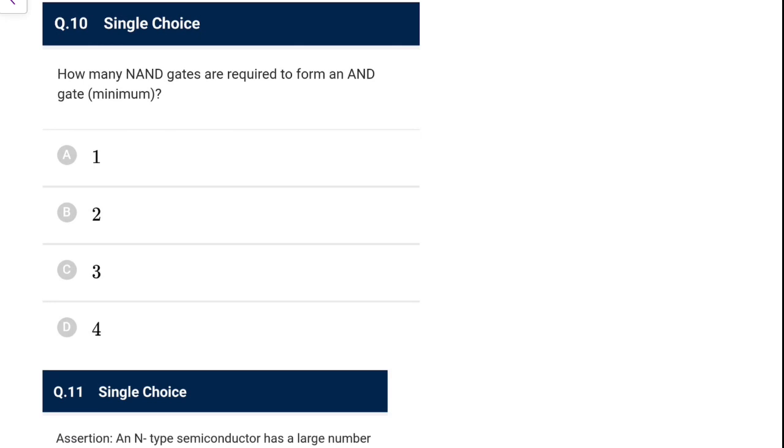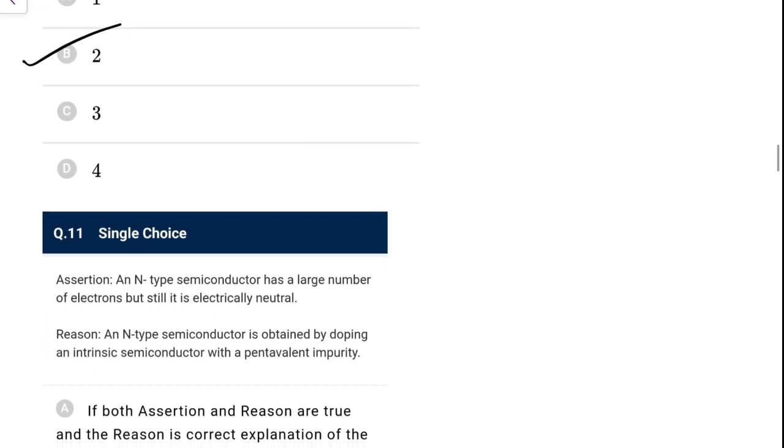How many NAND gates are required to form an AND gate? You know what we have for a NAND gate. Usually, this is a NAND gate. Now invert the output, feed that to both inputs of another NAND gate, and this would be an AND gate. So the minimum number is 2. You can't have it in 1, you can have minimum 2.